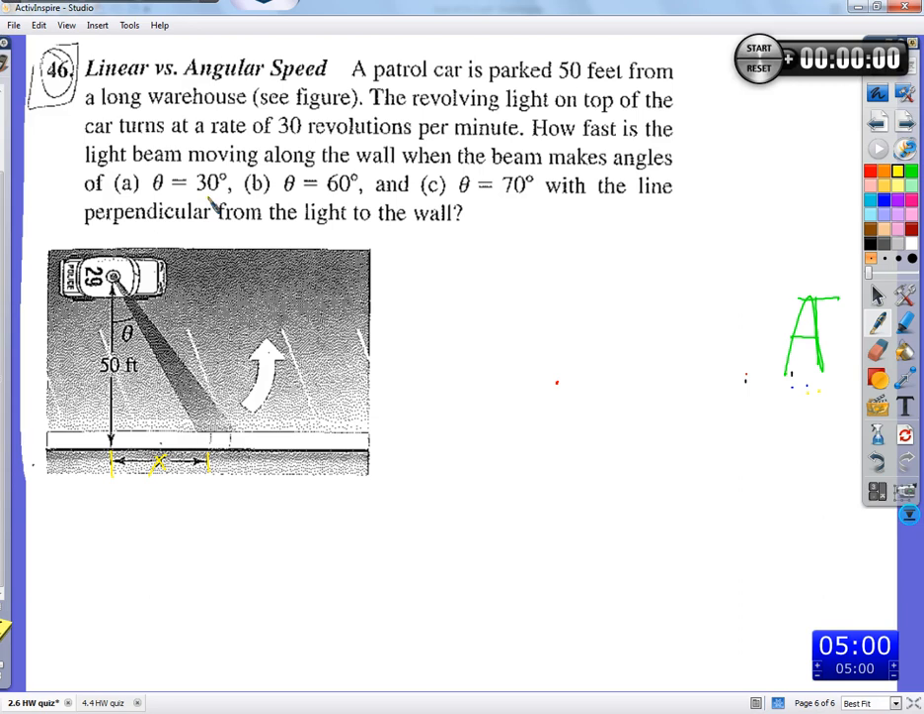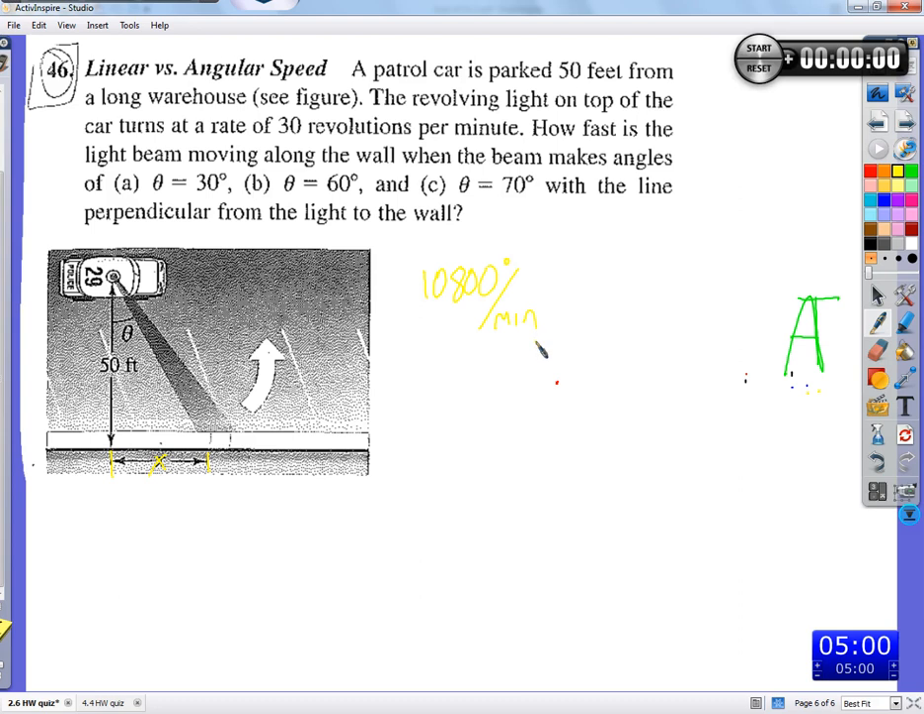So can we find a relationship between the angle and this distance? Well, because it's going 360 degrees in 1 minute. What's the speed at which it's rotating, in degrees? How many degrees per minute is it going? 30 revolutions of 360 degrees each. That's 10,800 degrees per minute.